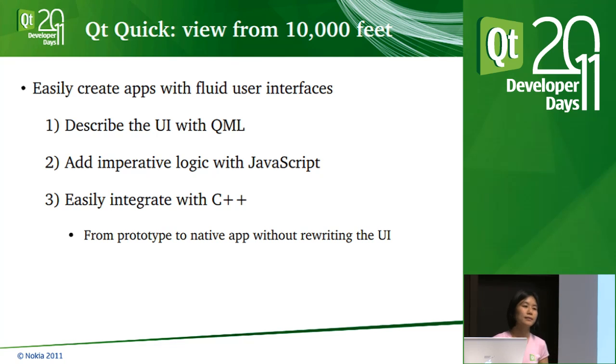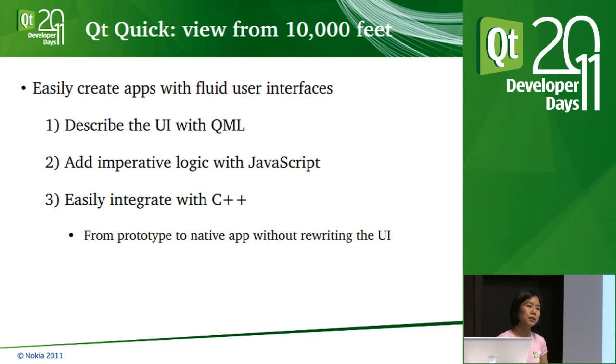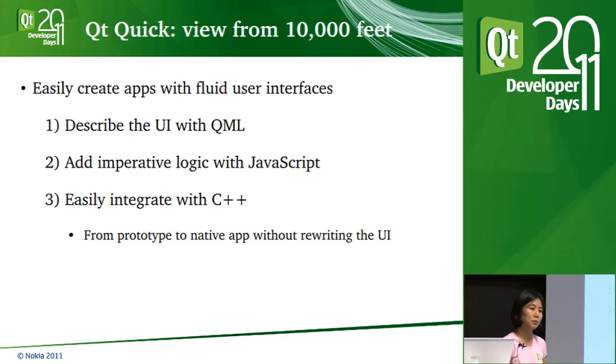So if you've got some code that says a button has this sort of look and behavior, just drop it in a file called button.qml and then you can use lots of button objects in your UI. While you're creating your QML UI, you can use JavaScript or even C++ to add some imperative logic. So you can say, okay, run this JavaScript code when this signal is emitted, or use JavaScript to do your property bindings.